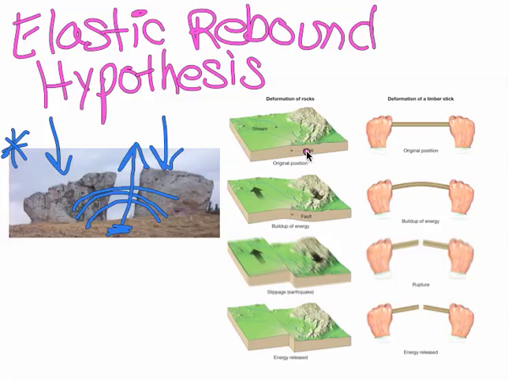So right here we have the hillside in its original position, and the person holding the stick in its original position. They begin to bend that stick, and energy is built up right here in the middle. Same here. So the fault begins to slip. We can see the fault line right here. So the fault begins to slip, and that energy is building up and building up and building up. Eventually that energy is going to be released, and that's when it breaks.